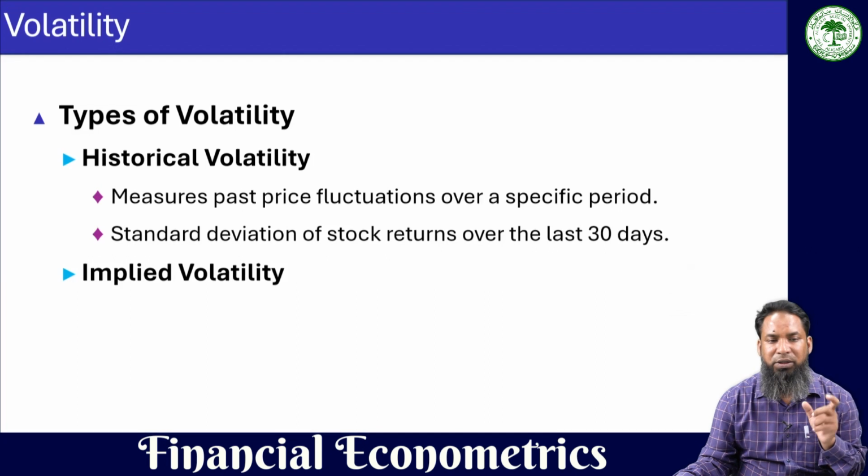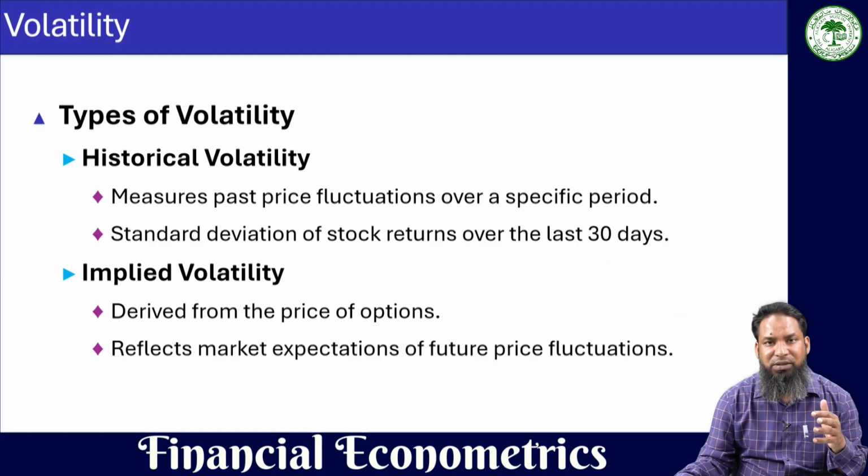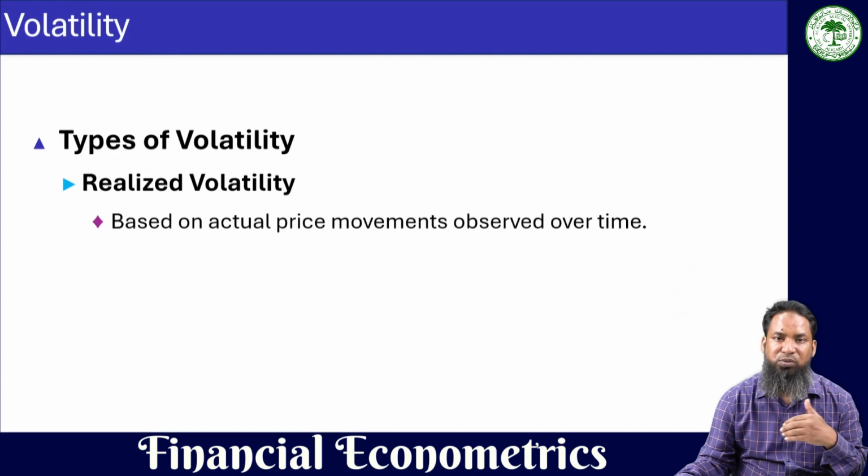Another type of volatility is the implied volatility, which is derived from the prices of the asset's options. It reflects the market expectation about the future change in the prices, unlike the historical volatility, which is based on the past price observations. Another kind of volatility is realized volatility, which is based on the actual price movements observed over a period of time.